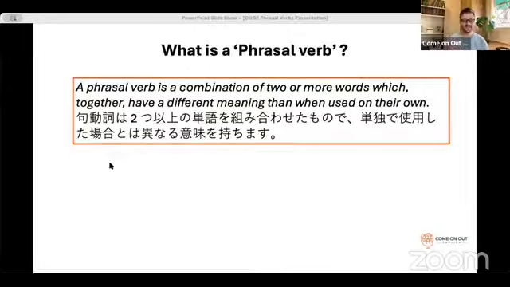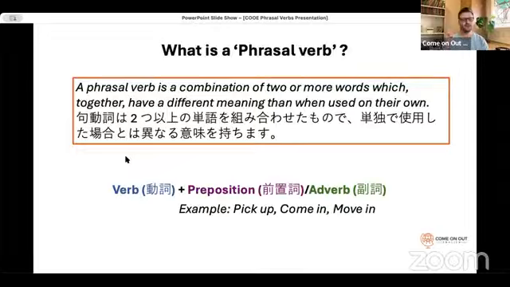Now, let's look at the structure of phrasal verbs. Like, how do we build or create a phrasal verb? So, all phrasal verbs have 2 different parts. It's always a verb, doshi, and a preposition or an adverb. But most of the time, it's a verb, doshi, plus a preposition, zenchishi. Okay, verb, doshi, plus preposition, zenchishi. All right, that's how we build our phrasal verbs.